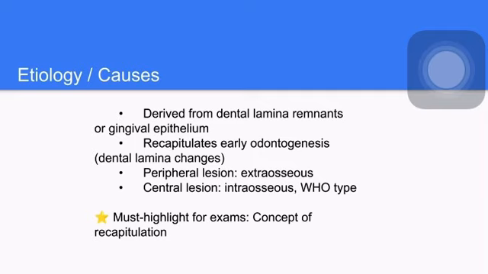Now looking at the etiology and the causes. This tumor basically originates from dental lamina remnants or gingival epithelium. The key biological idea here is recapitulation of early odontogenesis. That means the tumor mimics early dental lamina behavior, epithelial islands interacting with the connective tissue. Peripheral lesions are extraosseous, while the WHO recognized the central type as intraosseous. Now, the examiner hint is: if you see recapitulation of the dental lamina, think of odontogenic fibroma.